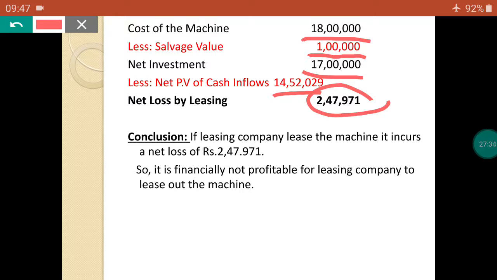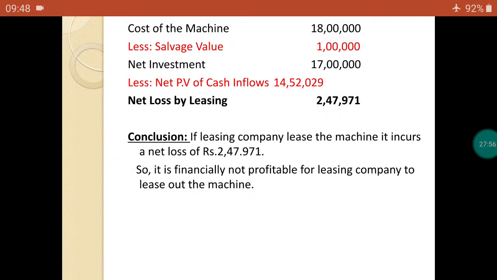and you get 2 lakh 47,971 rupees. It means here the conclusion is, if the leasing company leases the machine, it incurs a net loss of 2,47,917 rupees. So it is financially not profitable for the leasing company to lease out the machine. Okay, this is a case study.